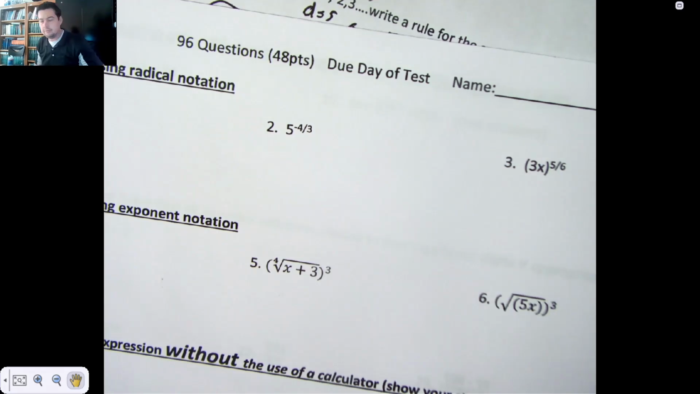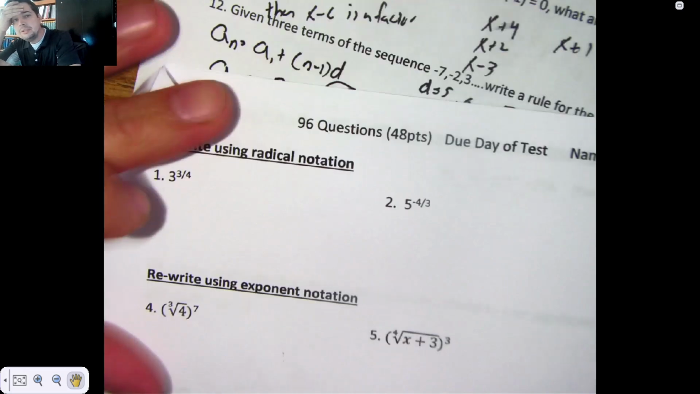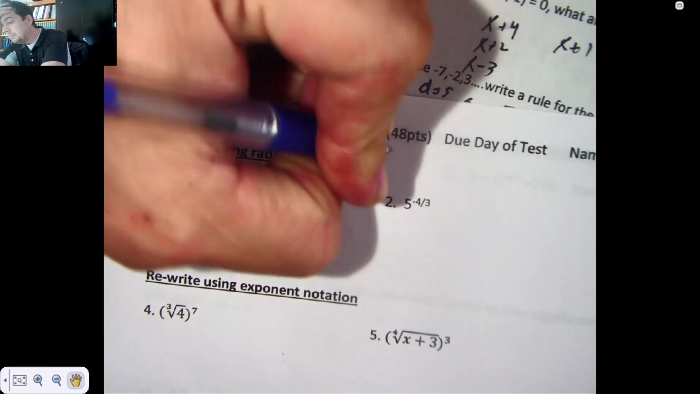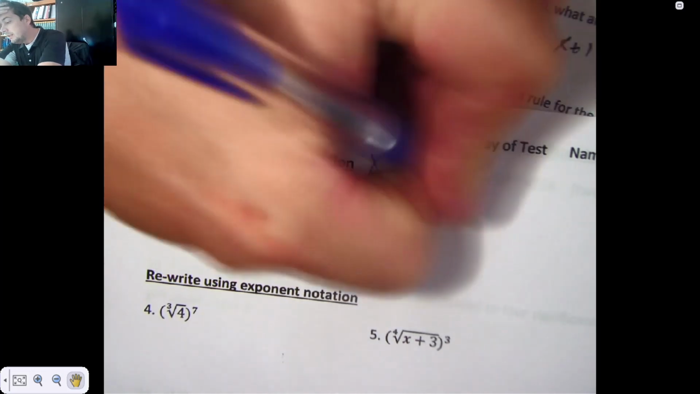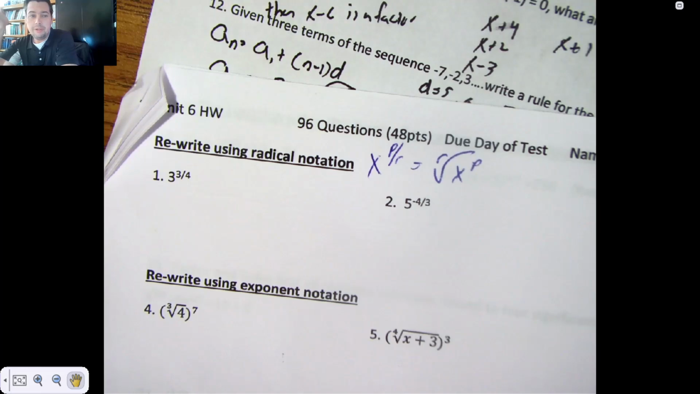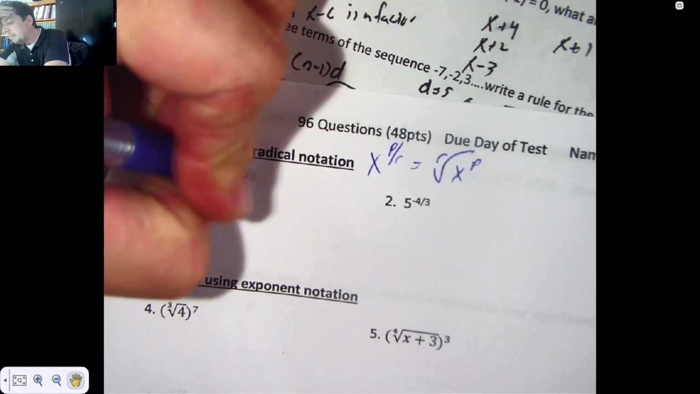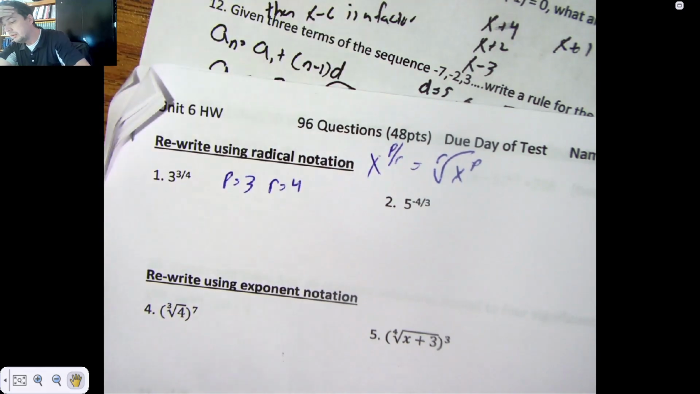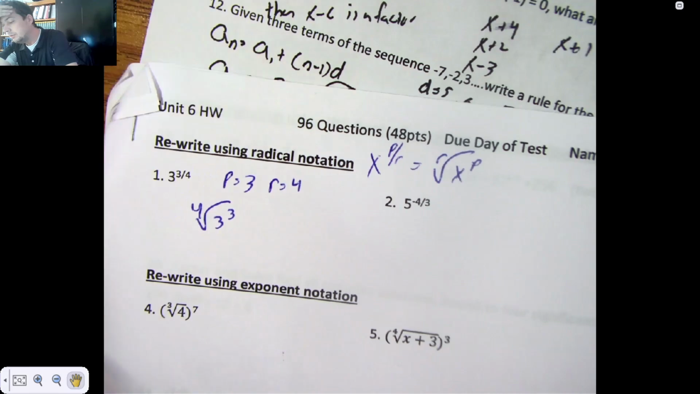All right, so front of this thing, rewrite using radical notation. The main rule on this is x to the p over r is the rth root of x to the p power. That's all that 1 through 3 are, is rewriting. There's a secondary rule on number 2, but the first one's really easy. The power is 3, powers are up high, and the root is 4. Roots are down low. So this is the 4th root of 3 cubed.